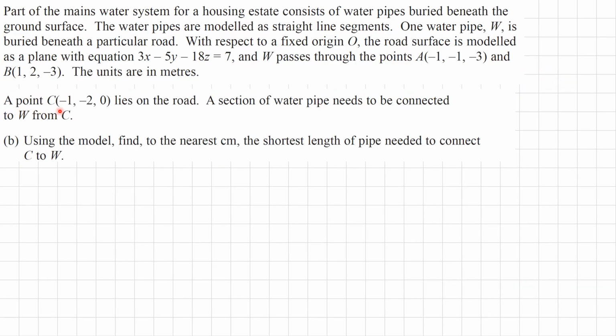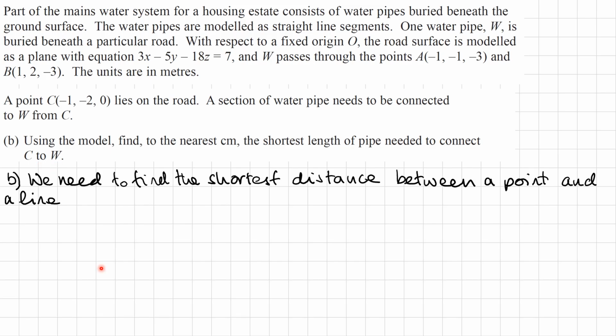A point C (-1, -2, 0) lies on the road. A section of water pipe needs to be connected from W to C. Part B, using the model, find to the nearest centimetre the shortest length of pipe needed to connect C to W. So what we need to do is to find the shortest distance between a point and a line, and I'm just going to run through the steps here that we need to do to find that. So we need to start by finding a vector equation for W.